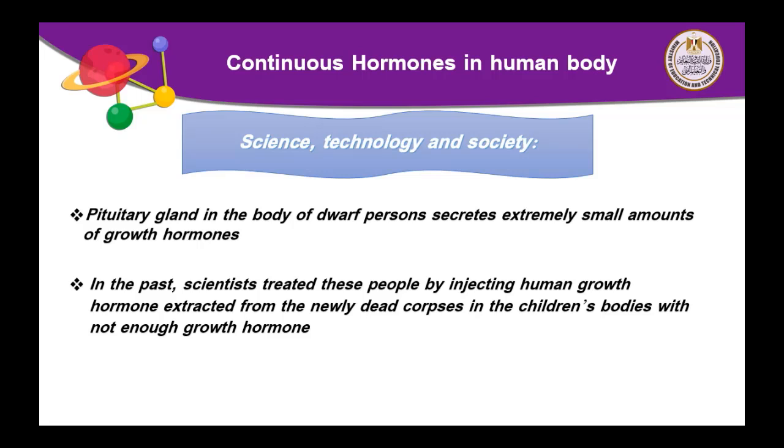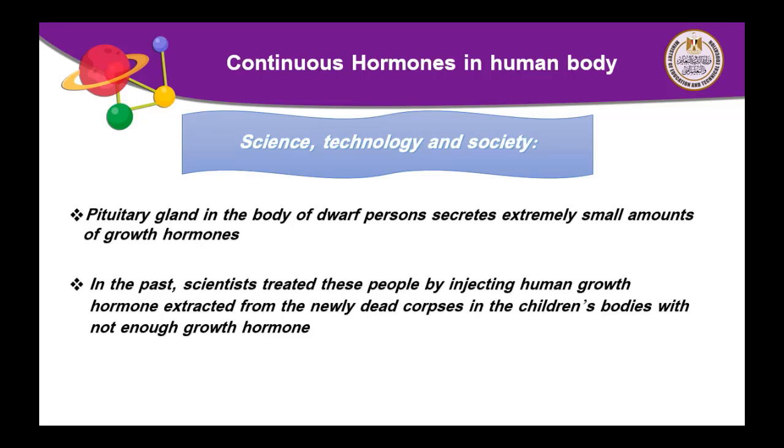How? First I start by determining the reason. What are the reasons of dwarfism? The pituitary gland in the body of a dwarf person secretes an extremely small amount of growth hormone. So the reason is secretion of growth hormone in a small amount.